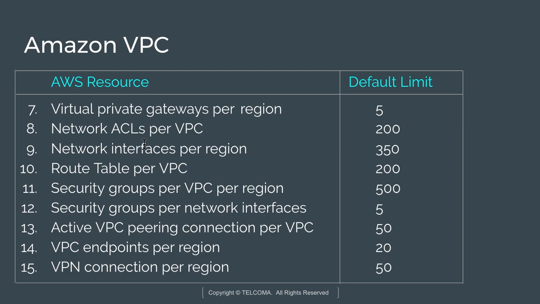Network access control lists, 200. How many network interfaces per region? We have 350. Route tables per VPC, we have 200. Security groups per region, we have 500. That means we can have 500 security groups per region. Security groups per network interface is 5. How many active VPC peering connections? We have 50. VPC endpoints per region, 20, and VPN connections per region, we have 50. So these are the default limits as per the resources.